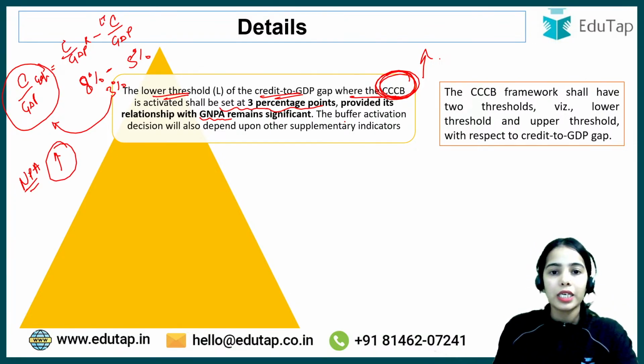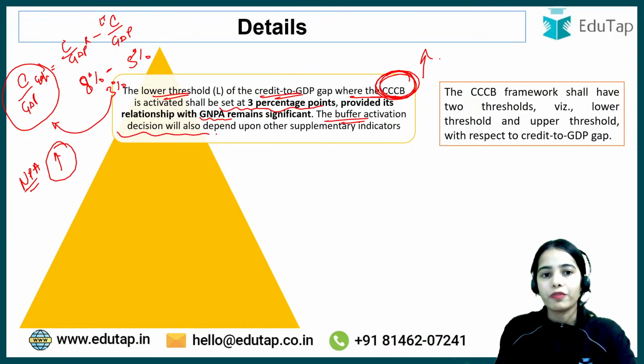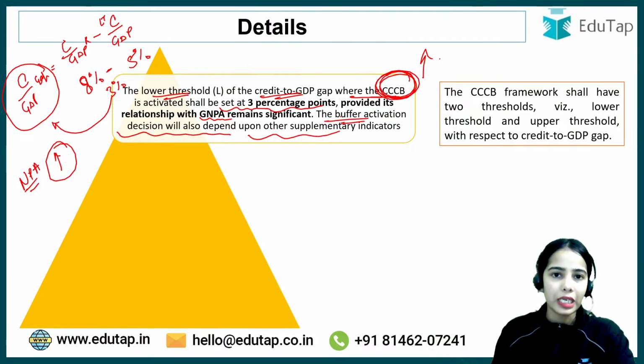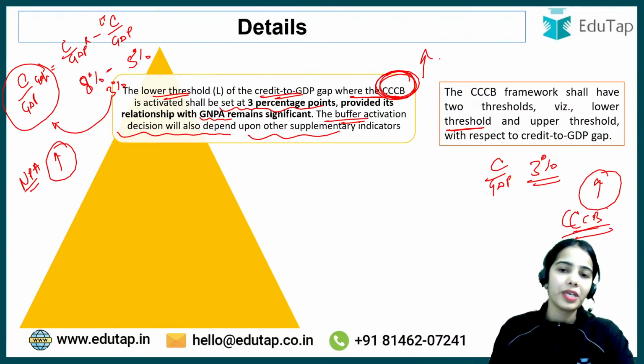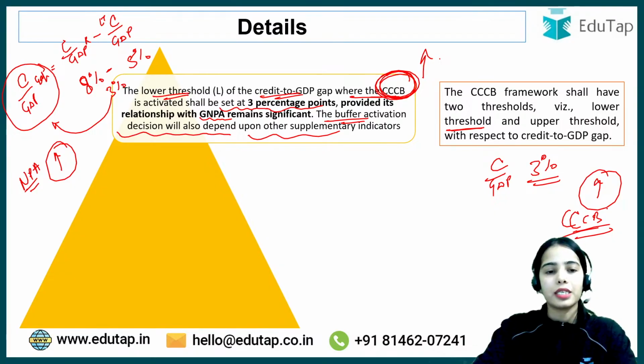Okay. The buffer activation decision will also depend upon other supplementary indicators, but this is the idea that this is the lower threshold of the credit to GDP gap. If it is 3 percentage points, then the CCyB can be initiated. Then the CCyB can be initiated if the non-performing asset is also high.